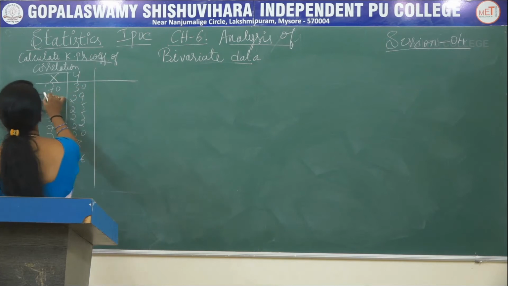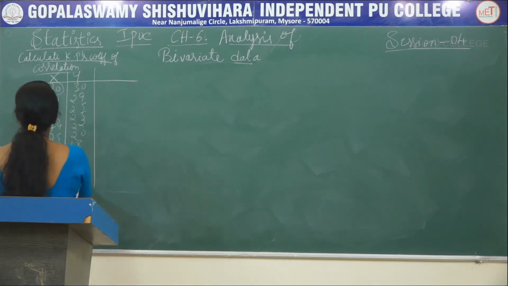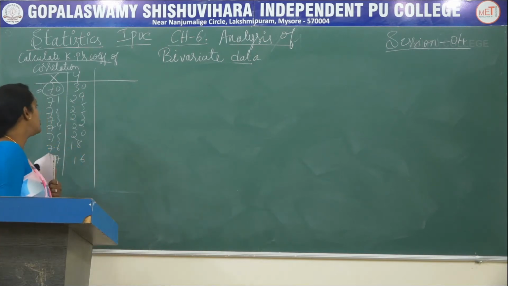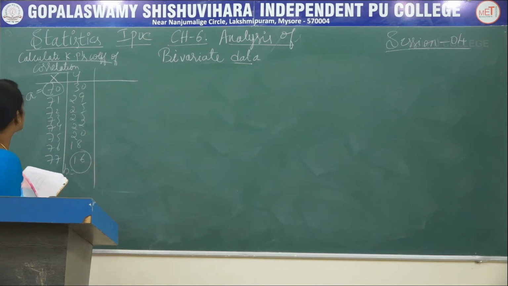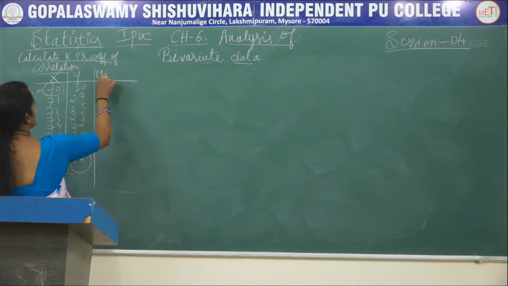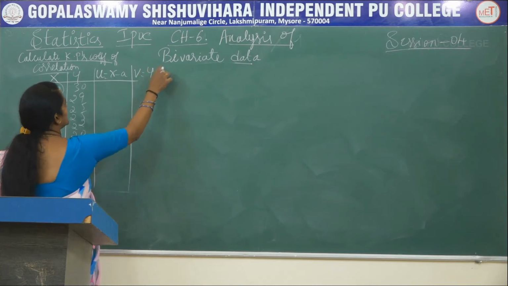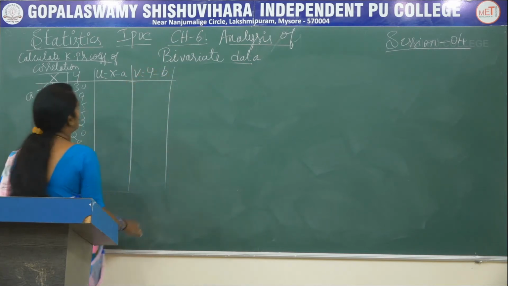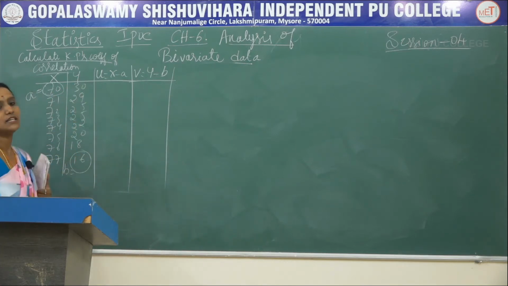Here the minimum value is 70. This is our A, and the difference is 1. No need to take the C value. And here the minimum value is 16. This is our B, and the difference between the values is 2. So no need to take the deviation. So U is equal to x minus A, V is equal to y minus B. No need to divide this, because here the constant value is 1, here the constant value is 2.